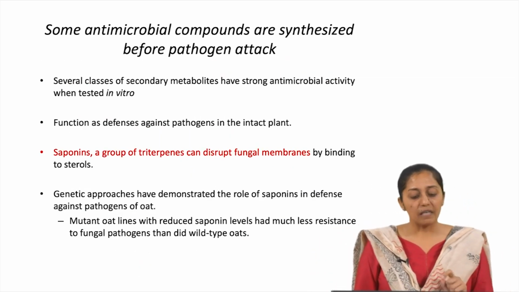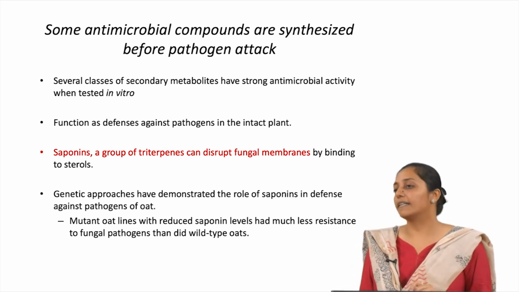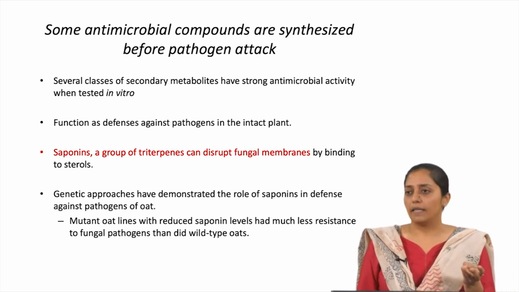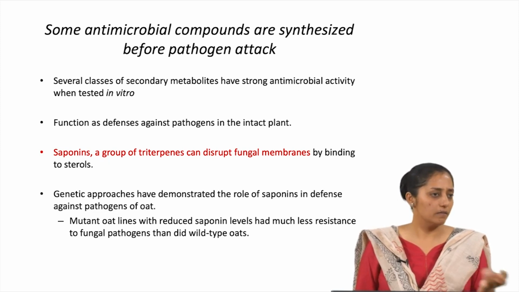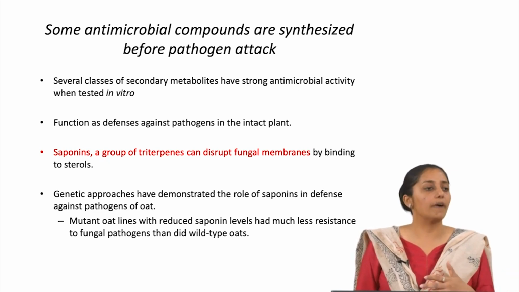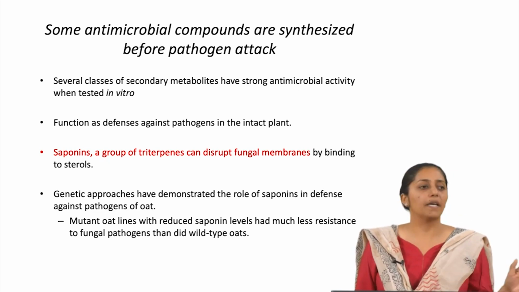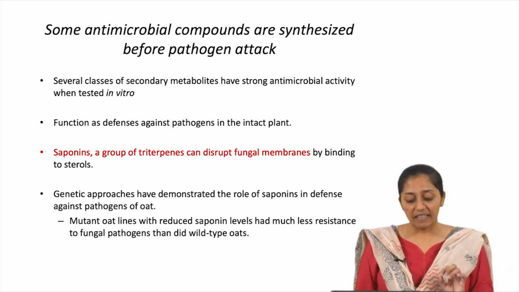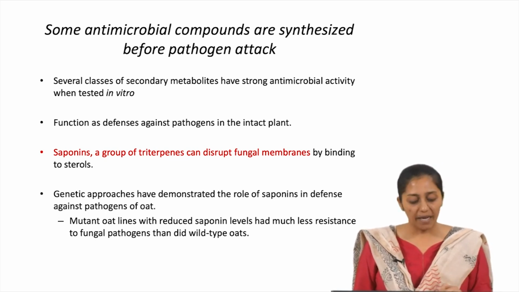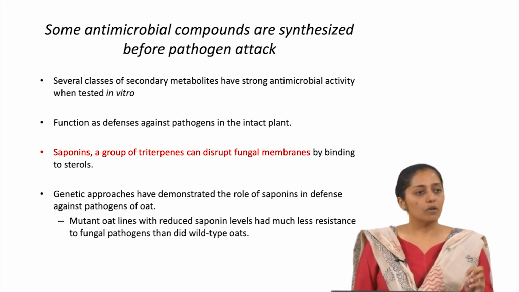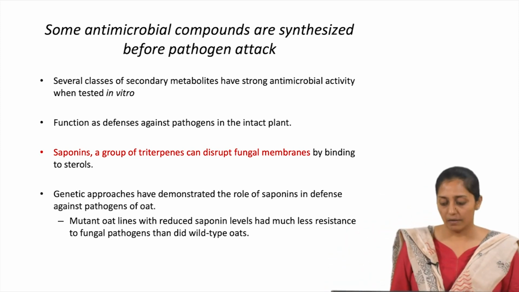Now, several classes of secondary metabolites have strong antimicrobial activity. Generally, because most of it is fungus, then single microorganism, bacterial species, the majority of secondary metabolites you will find will have antimicrobial activity. Now, saponins are a group of triterpenes that disrupt fungal membranes by binding to sterols. Sterols are part of the phospholipid membranes. So, it disrupts the sterols in the membranes of fungal cultures.